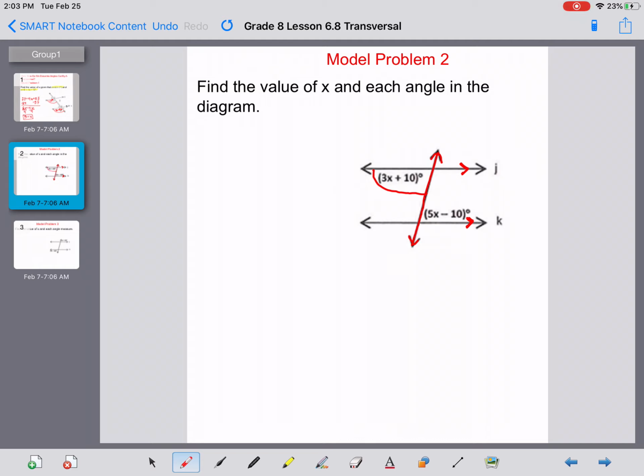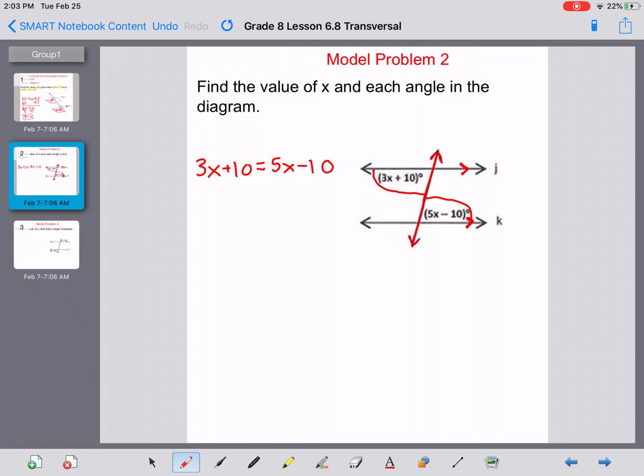I have this angle and this angle. These two angles are both on the inside of my two parallel lines, and they are on alternate sides. So alternate interior angles are equal. So 3x plus 10 is equal to 5x minus 10.